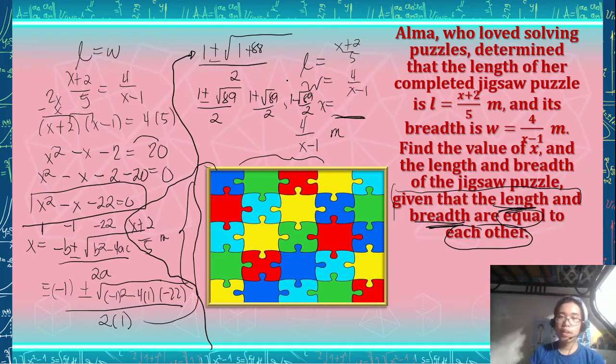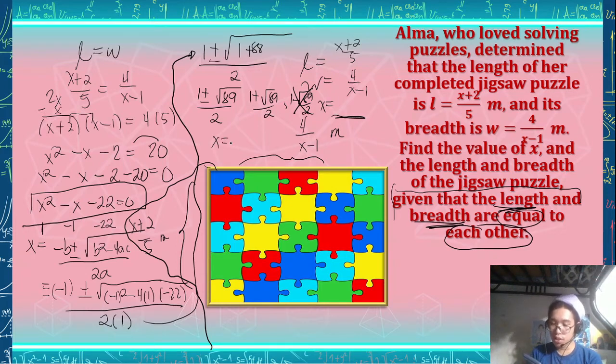For this problem, guys, we cannot take a negative solution. So therefore, (-1 - square root of 89)/2 is already not the correct answer for x. That's not the correct root. The root that we're going to use for the value of x is the one that's going to give us a positive, since this is applied on real life measurements.